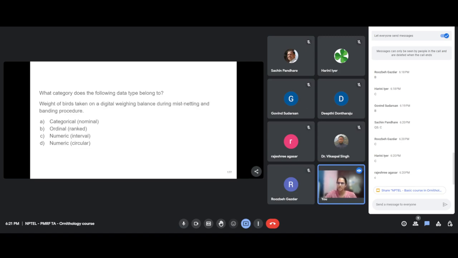Okay. Next data type, weight of birds taken on a digital wing balance. Yeah, hang on, Govind. We'll discuss all the examples. Let's just cover many examples now. Okay, weight of birds taken on a digital wing balance during mist netting and banding procedure.